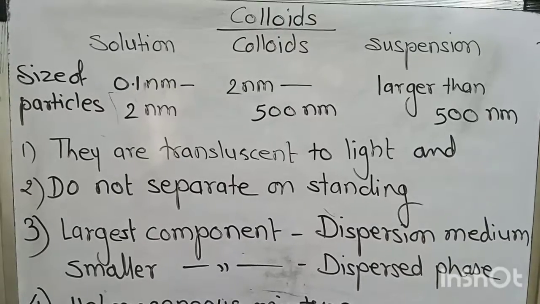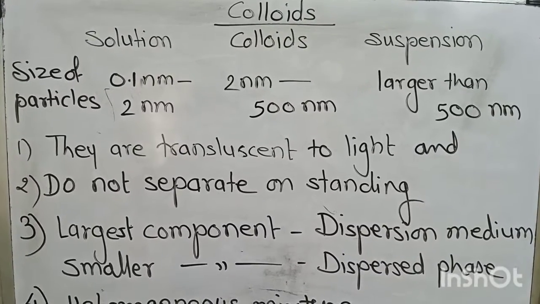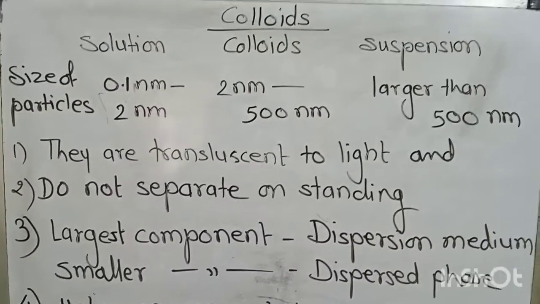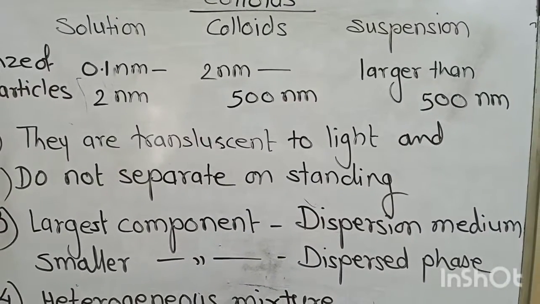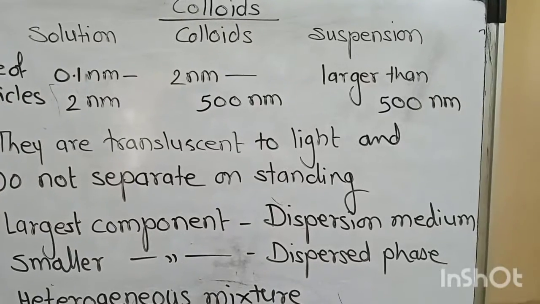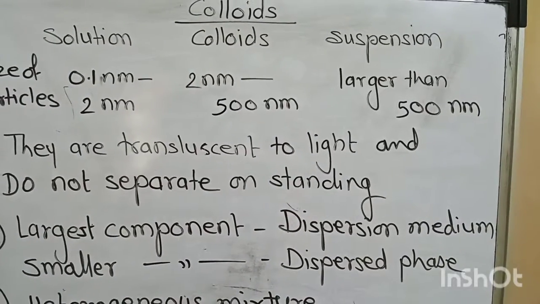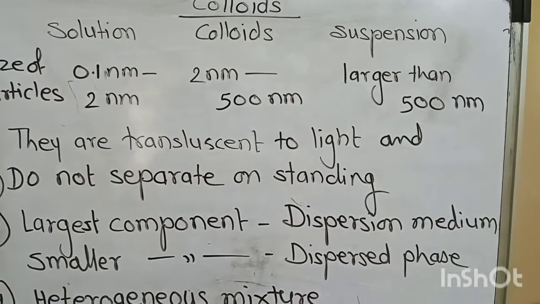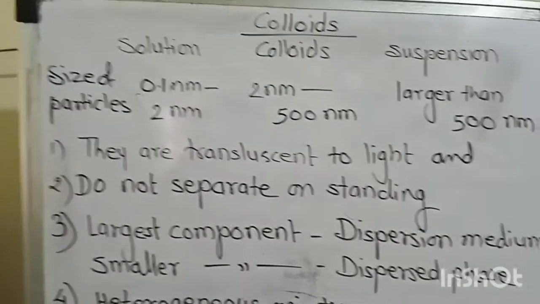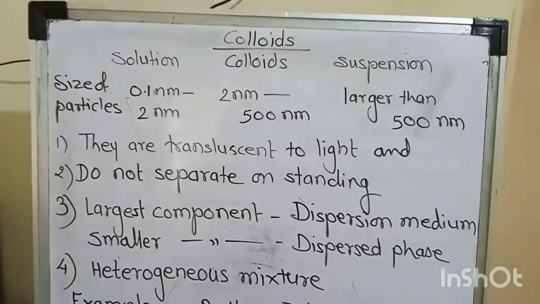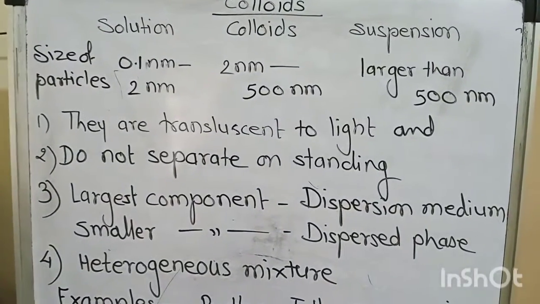In solution, size of particles is 0.1 nanometer to 2 nanometer. In colloidal state, the size is 2 nanometer to 500 nanometer, and in suspension, size of particles is larger than 500 nanometer. So in suspension, we can see the particles. In solution, we cannot see the particles even under a powerful ultra microscope.